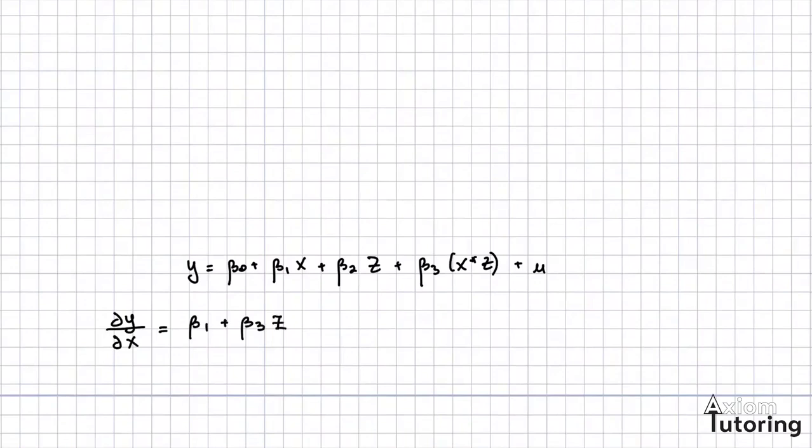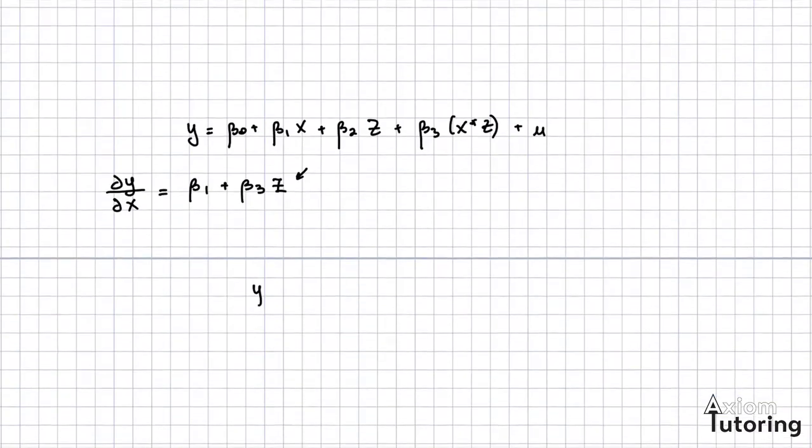From here, we see that it depends on z, and that's where also the question of how does the marginal effects change with z stem from. So let's apply this with numbers and see with concrete numbers how the slope changes. For a moment, let's assume that y is equal to 500 plus 20x plus 10z plus 5x times z.